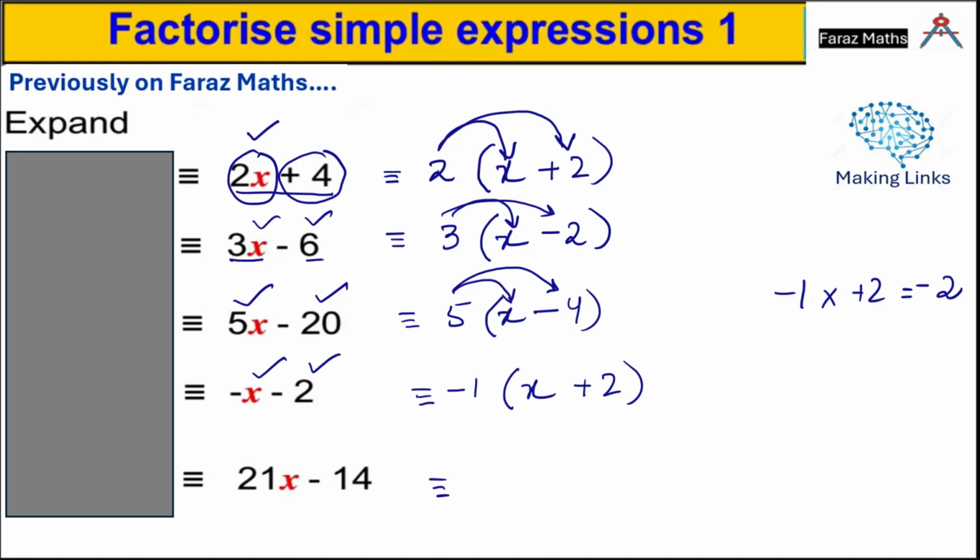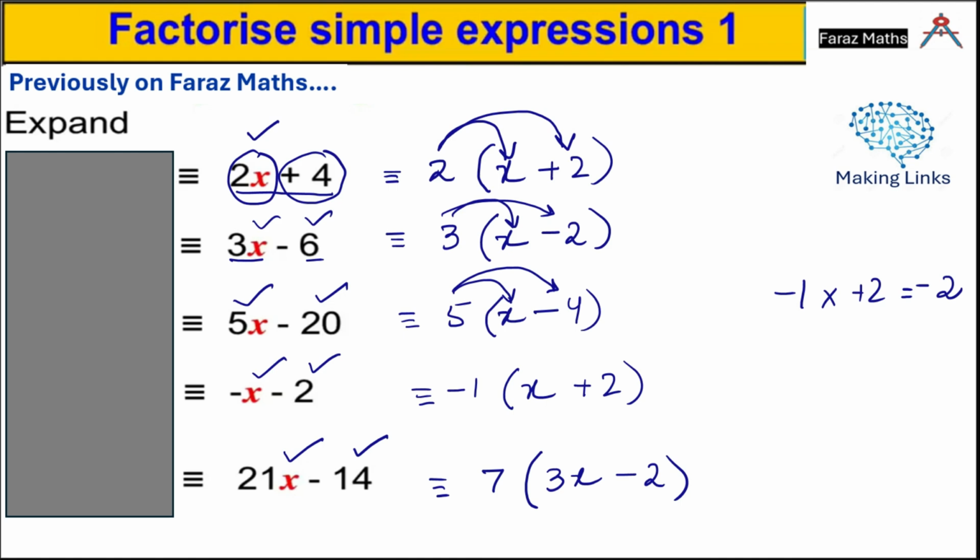The last one here, between 21 and 14, the highest common factor is 7. 7 is divisible by both 21 and 14. So 7 is the HCF, and then 7 times what will give you 21x? 7 times 3x will give you 21x, and then 7 times negative 2 is negative 14.